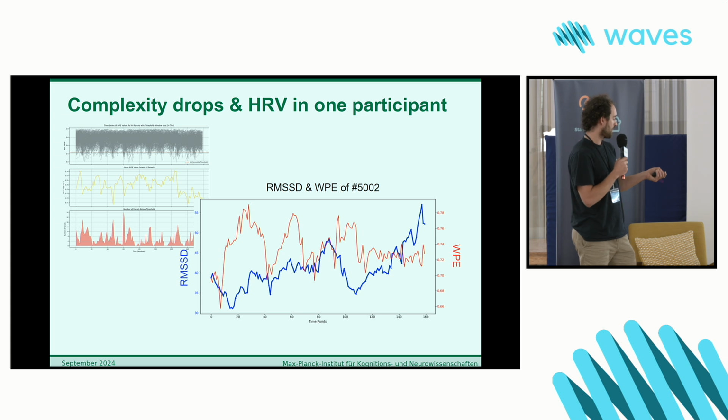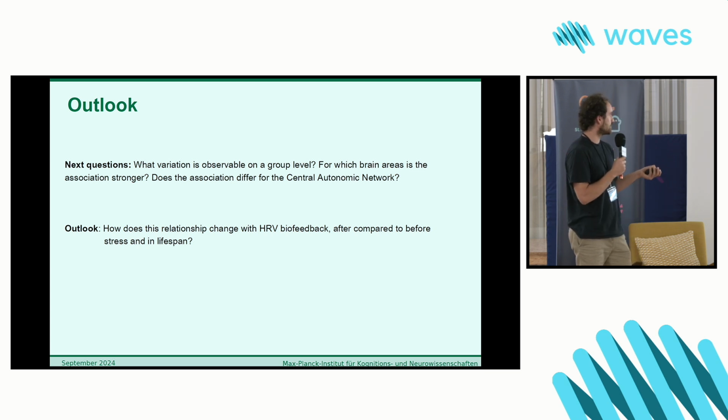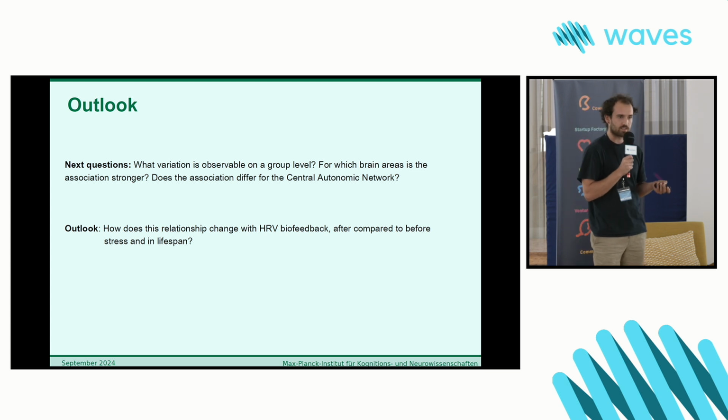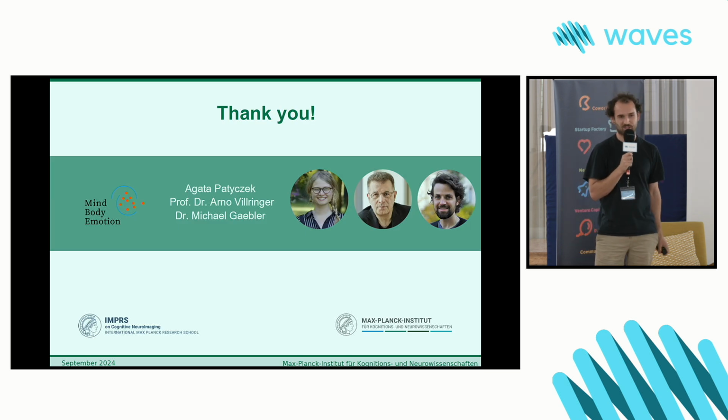But of course, and that is the outlook, the next question is, what is happening on a group level, which areas are particularly affected, or where is this association happening? And also we will look at different data sets, one with an HRV intervention, one where we compare before and after stress, how this association is changing, and also a longitudinal data set. Yeah, as promised, a very short presentation, and that's it already. Thank you.